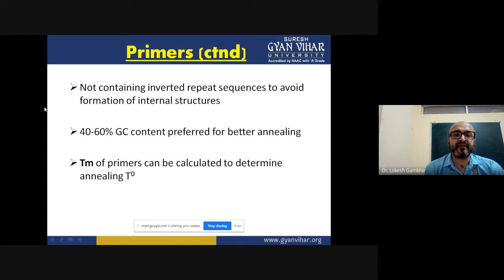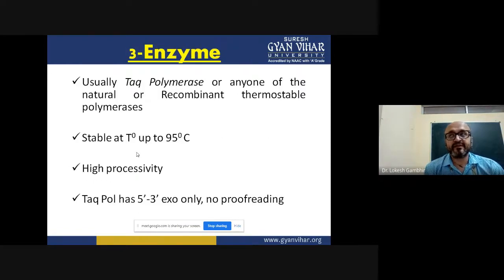And the melting temperature should always be considered and calculated, and only then can you use these primers in PCR. Why? Because it's a temperature dependent thermocycling. So you need to know the melting temperature of these primers. And apart from melting temperature, you should not take repetitive sequences. The repeats should not be there in the primers.